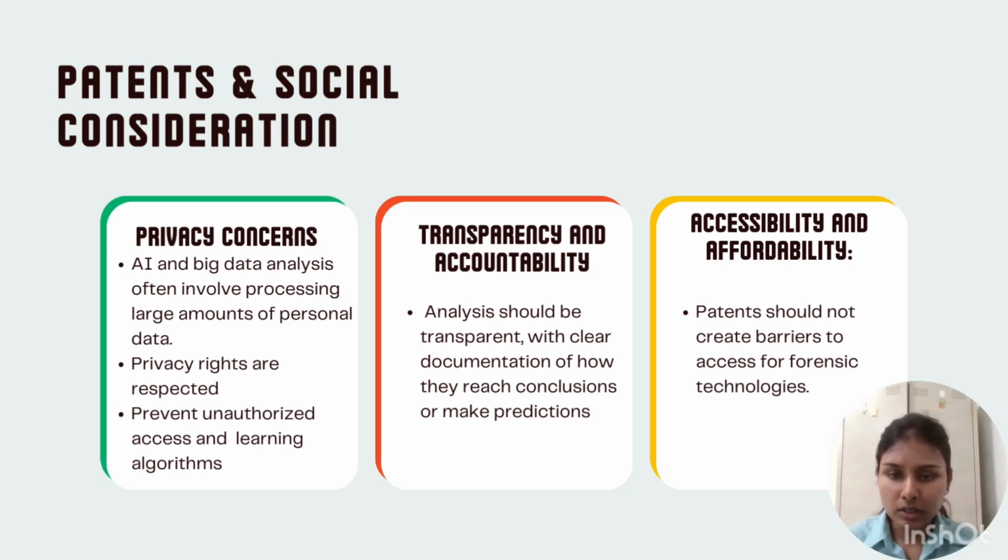Besides that is transparency and accountability. AI algorithms used in forensic analysis should be transparent, with clear documentation of how they reach conclusions or make predictions. Additionally, there should be mechanisms in place for accountability if errors occur, including avenues for challenging and correcting erroneous findings.